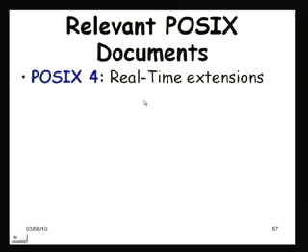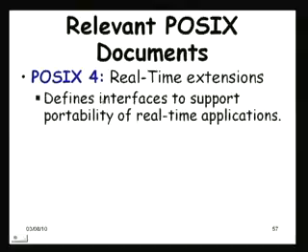Now, let us look at the POSIX documents that are relevant to real time applications. One is of course the POSIX point 4 volume, which deals with the real time extensions to the POSIX operating system interface. POSIX 4 defines interfaces to support portability of real time applications. This is the most important document as far as we are concerned.